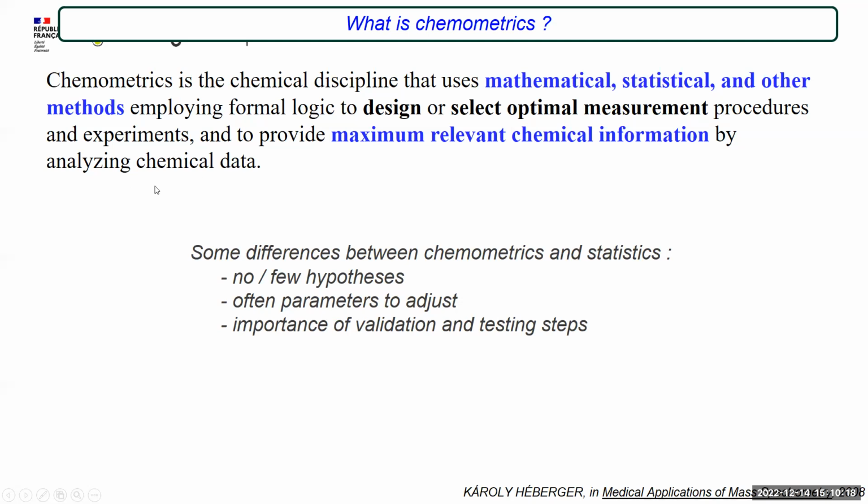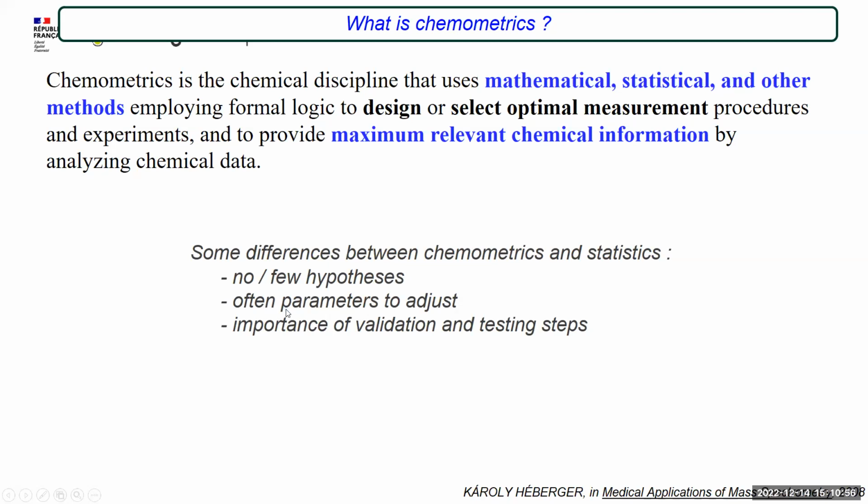So I'm using chemometrics in order to simplify, in order to extract the most important informations from my data in order to build some predictive models for discriminating samples or for predicting the quality of the samples. So here I have noted a difference between chemometrics and statistics. So in chemometrics, we have very few hypotheses, contrary to statistics.